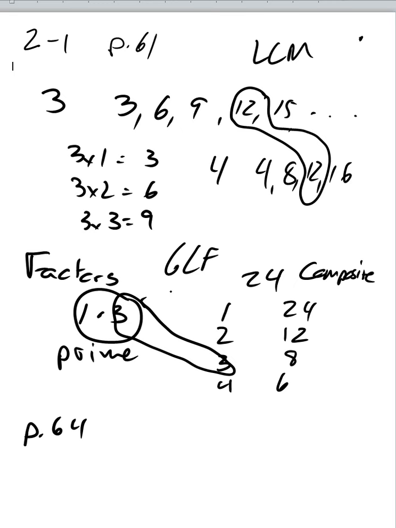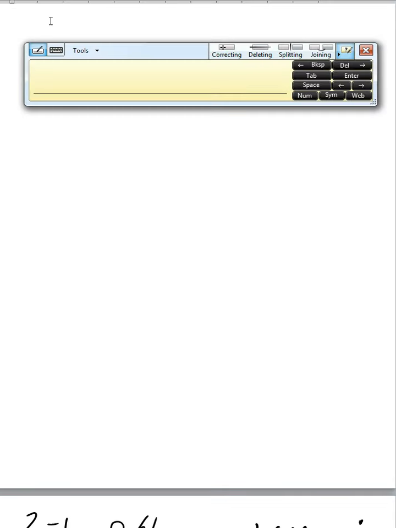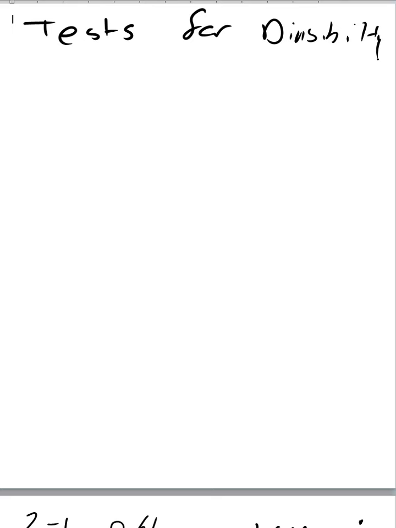As you look at some other things in this chapter, some of the things that they're going to want to do, I'm going to add another page here real quick, folks, so we can talk about some of these things. Some of the things they're going to talk about is they're going to ask about tests for divisibility. So in other words, how can you figure out if a number goes into another number?